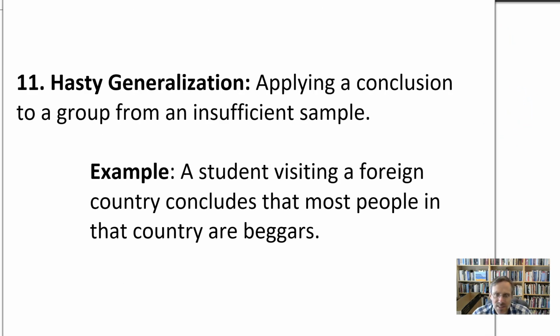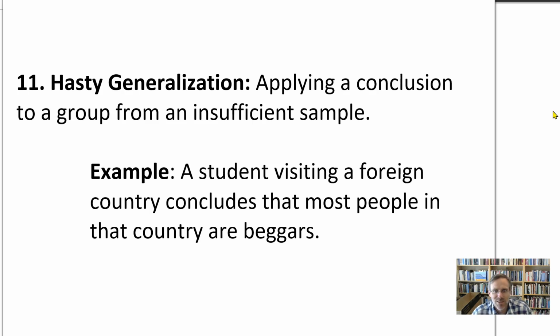A hasty generalization is whenever we apply a conclusion to a group from an insufficient sample. Here's a real example that came from class a few years ago. A student had visited a country and said, in that country, almost everyone is a beggar. I said, well, no, that's not true. Why would you think so? And he said, it is true. I've been there. And whenever I went around, everyone who was around asked me for money.